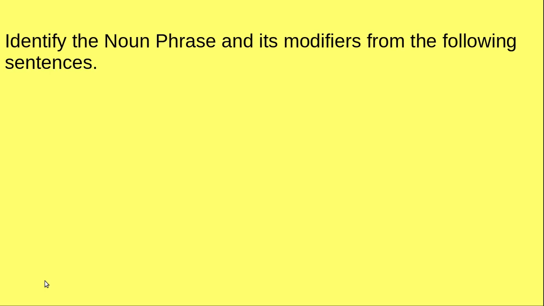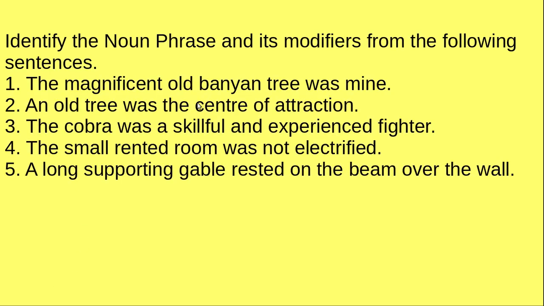Clear? Now what you have to do is identify the noun phrase and its verb phrase from the following sentences. Do it. I have given you the trick: you check which is the verb. Here was is the verb, so up to this is the noun phrase, and from the verb is the verb phrase. In that way you have to identify. Okay, write it first. Pause and write yourself and see the answers.